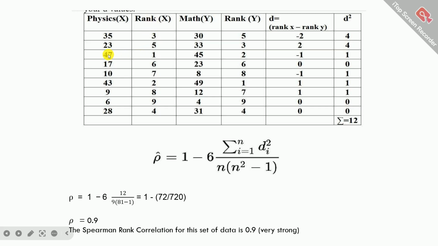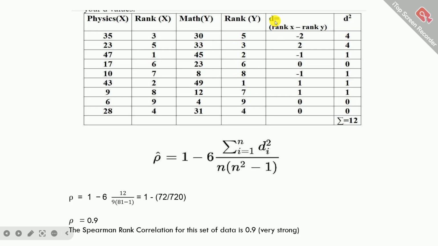This is the highest score, so we give this rank 1. This is the second highest score, so the rank is 2. Similarly, this is third, and so on. So this is how we rank them. Similarly, for maths, we also rank starting with 1 as the highest score, and then 2 the second highest score, 3 the third highest score, and so on.